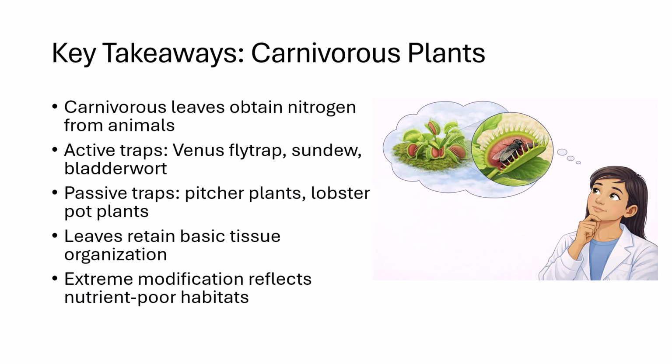Whether snapping shut, secreting sticky mucilage, generating suction, or forming pitfall traps, carnivorous plant leaves illustrate how a single organ type can involve extraordinary specializations. Despite these differences, all still contain epidermis, mesophyll, and vascular tissues, reminding us that even the most dramatic adaptations are built upon the same fundamental plant structures.